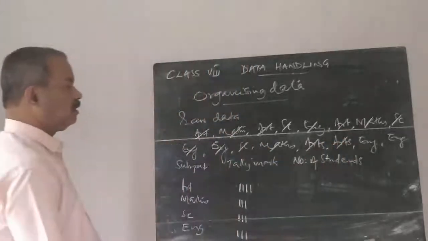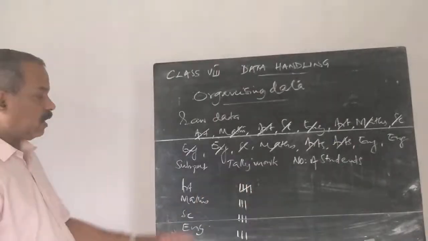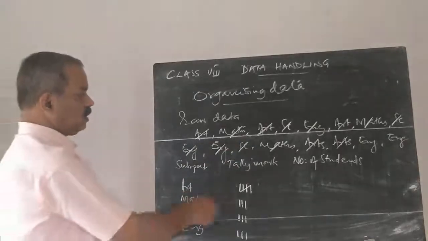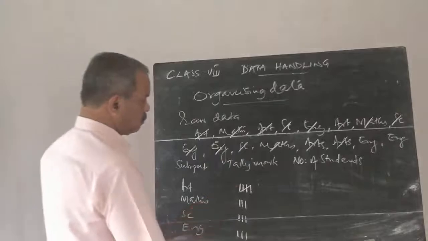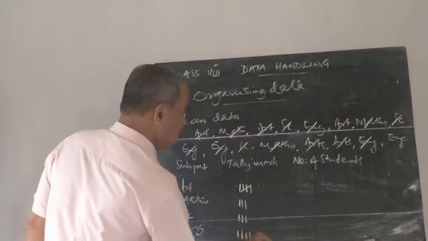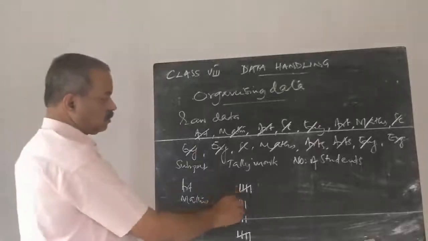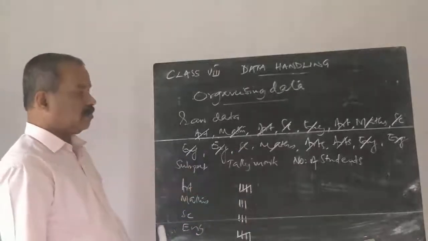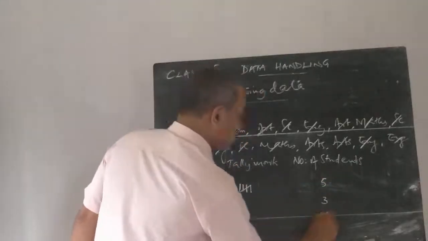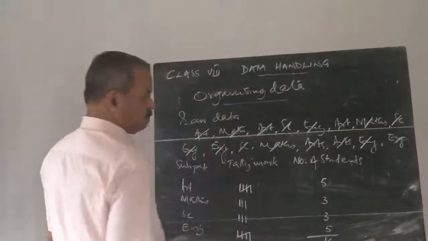Fifth, we put the fifth tally as a diagonal, so collectively we can count it as 5 easily. To count this easily, make it like this. Art, then English. Then write the total of the tally marks in the number of students column. How many? 5. Here 3. Here 3. 5. Total 16.